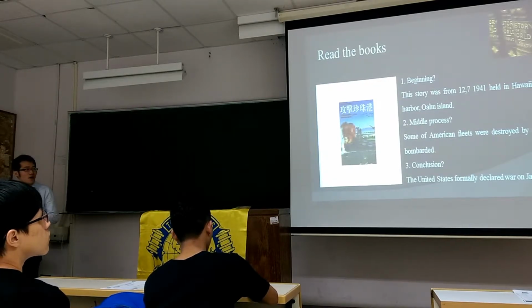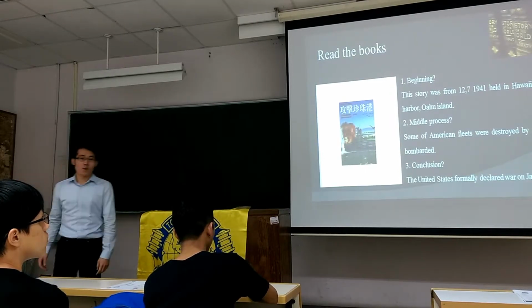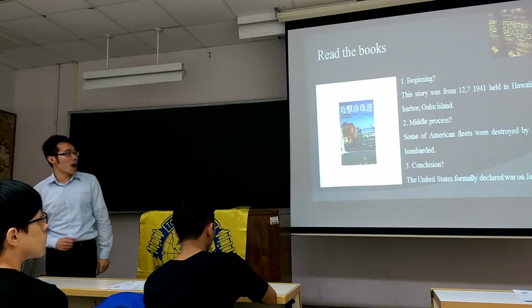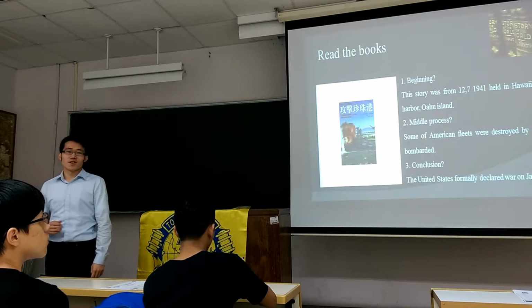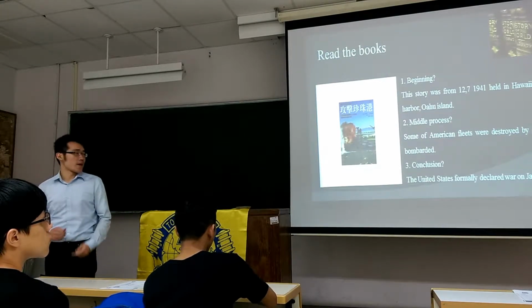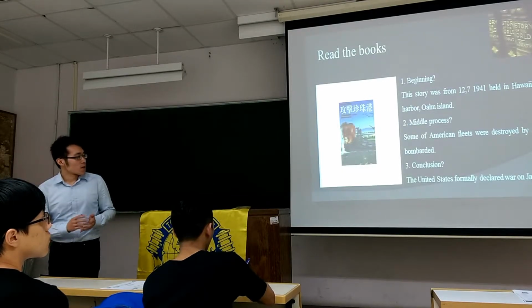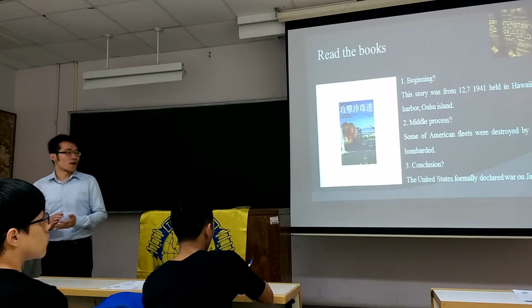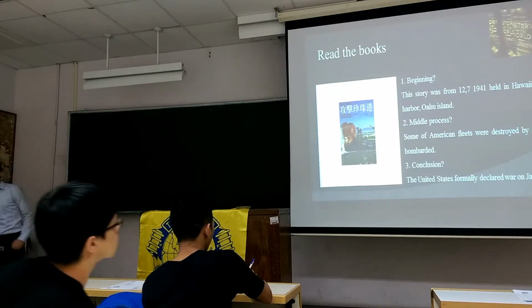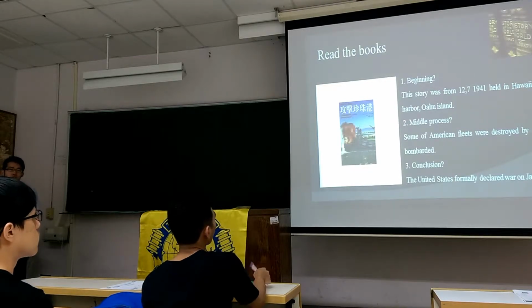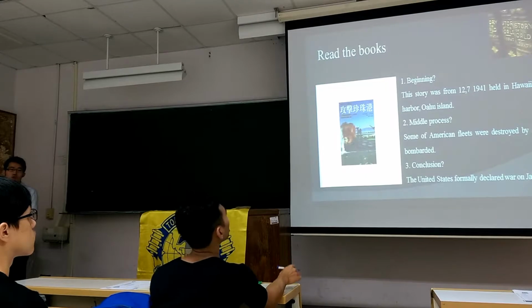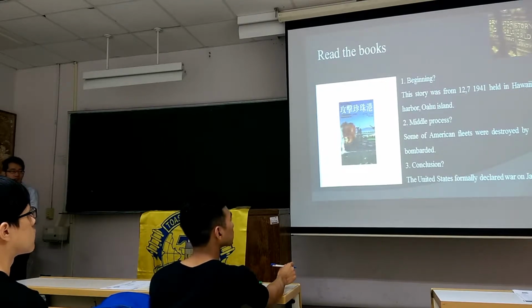So for this example, according to this book, this story was from December 7th, 1941, and was held in Hawaii's harbor, Oahu Island. And what happened? Some of the American fleets were destroyed by Japanese bombardment. And then, how did the Americans react? The United States formally declared war on Japan. As you see, this is what the books tell us. Books are undoubtedly an invaluable treasure. You will get so much knowledge at the very first time in your brain.